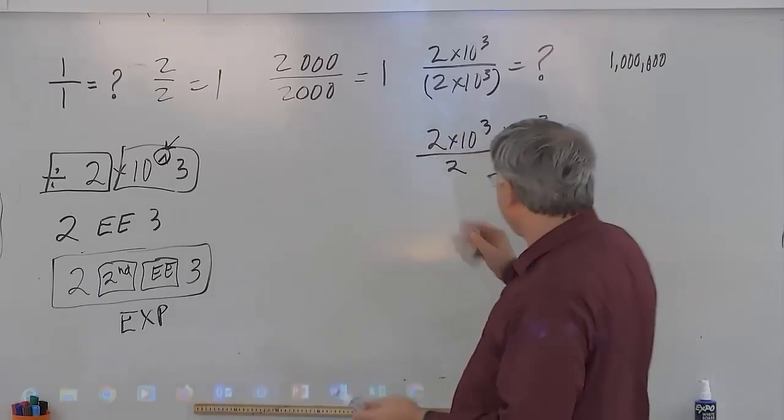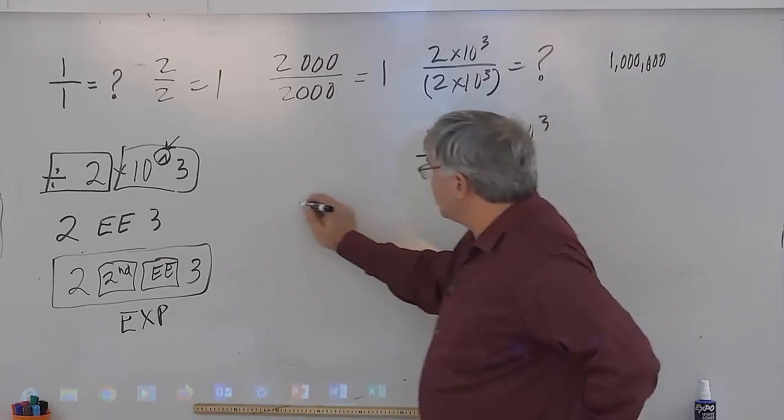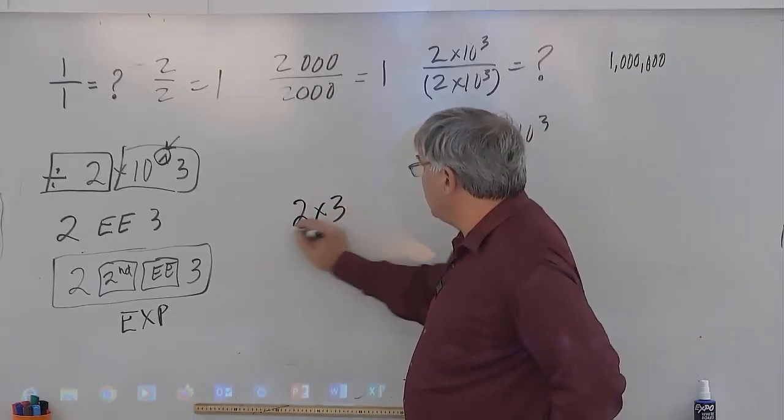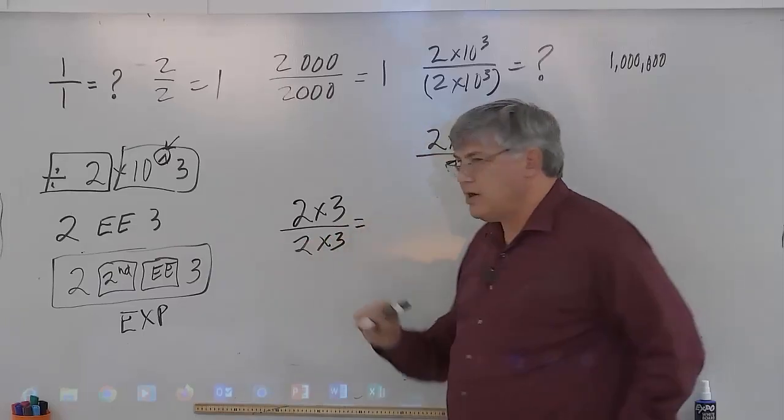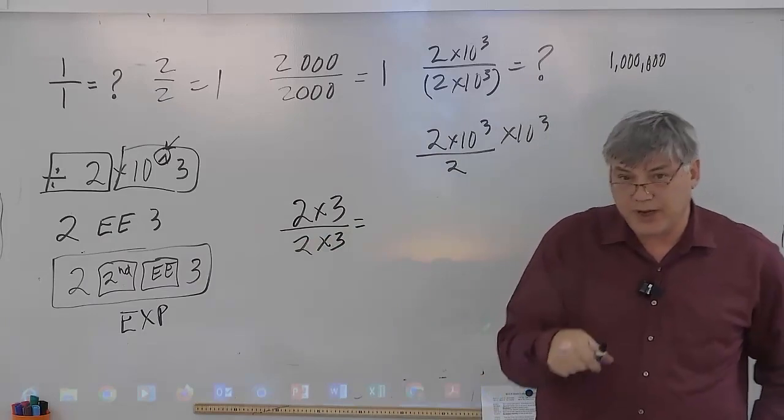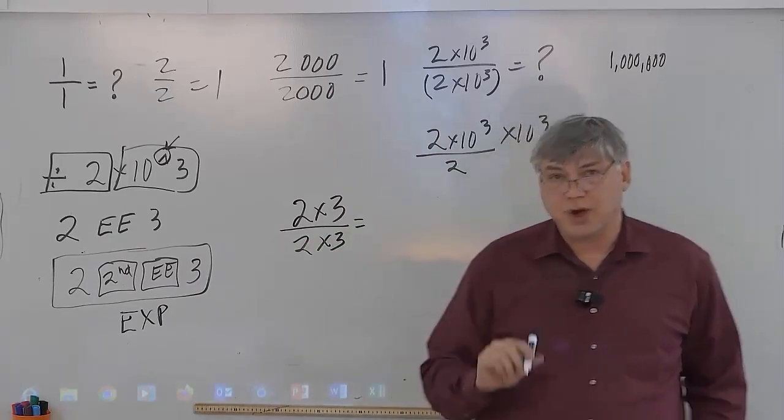Let's continue looking at order of operations. So let's look at these numbers. 2 times 3 divided by 2 times 3. You want to put that into your calculator the way you would normally put it in, and then pause and tell me what your answer is.